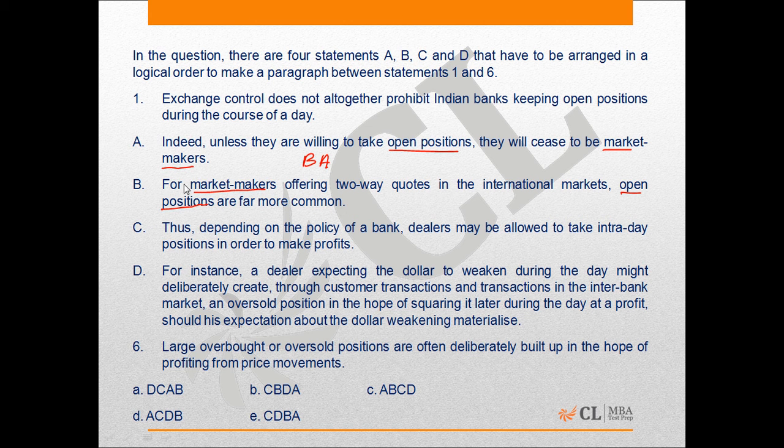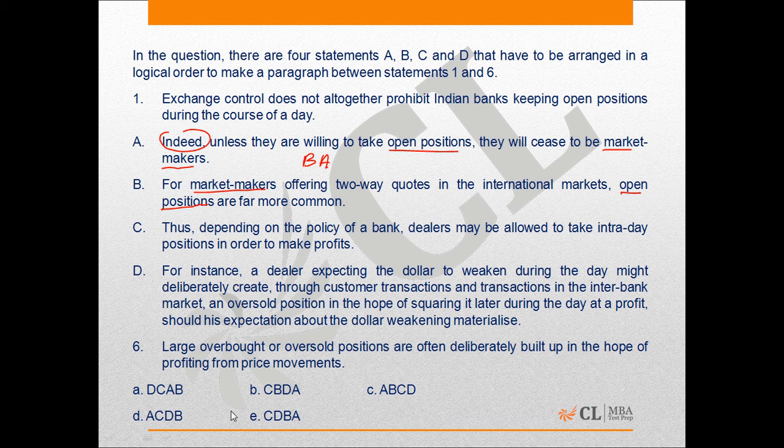B says, for market makers offering two-way quotes in the international markets, open positions are far more common. Indeed, so therefore we know that A has to follow B because of the word indeed. Because it's a conclusion: unless they are willing to take open positions like these ones, which are far more common, they will cease to be market makers. The market makers talked about in B. So we know that B and A is a mandatory pair.